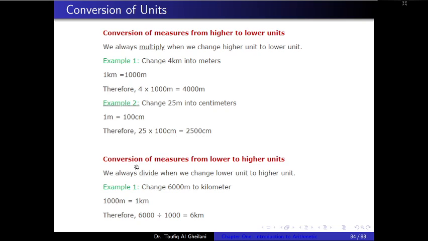Now the opposite, conversion of measures from lower units to higher units. In this case, we divide when we change the lower unit to the higher unit. For example, change 6000 meters to kilometers. We know 1 kilometer equals 1000 meters, so we divide this value by 1000. That gives us 6 kilometers.